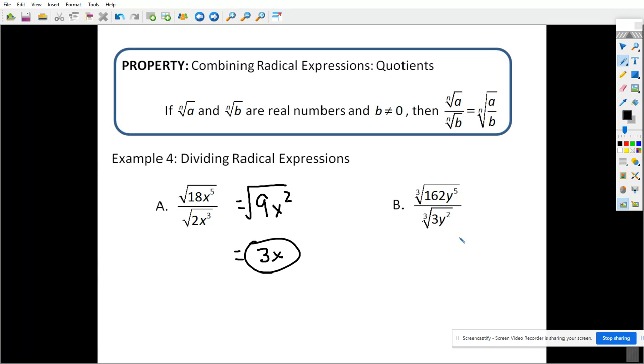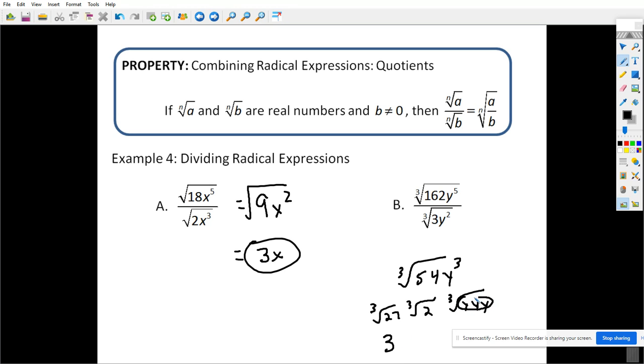That would give me the cube root of 54, and I subtract the exponent, so it'll be y to the third. Notice that the larger number is always on top, so I don't have a fraction anymore. I think we already simplified 54, right? We wrote this as the cube root of 27, cube root of 2, and then cube root of 3y's. So I would get 3.